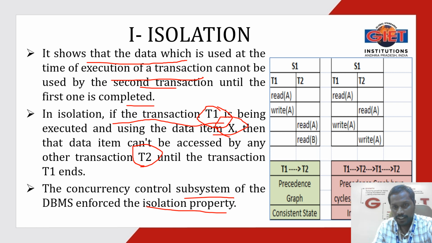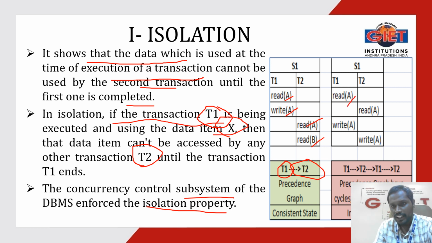Here you can check that read A and write B, and after that read A and read B. So here you can see this transaction T1 leads to T2. This is the precedence graph. The precedence graph is in a consistent state, since T1 leads to T2, there is no cycle or loop formation in this particular example.